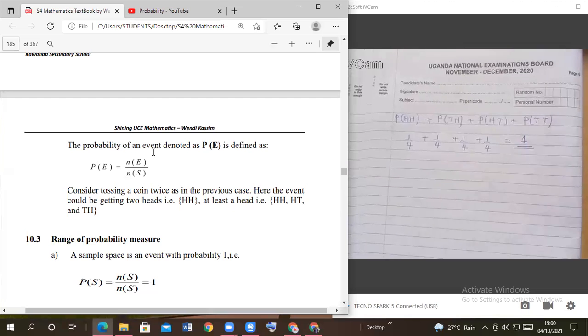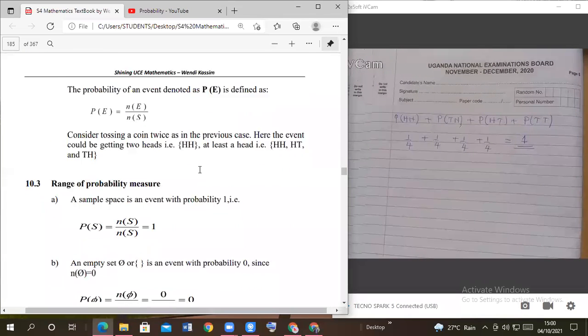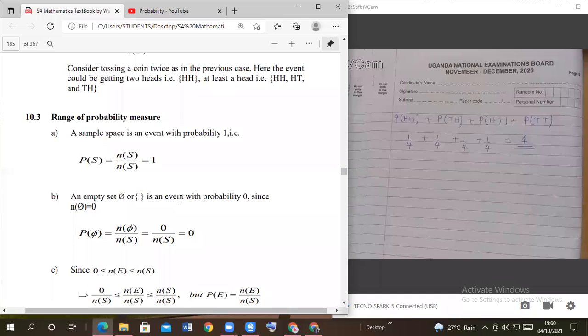As simple as that. Now, what does that mean? It means that when you add the probabilities of all events, the total probability must be 1.